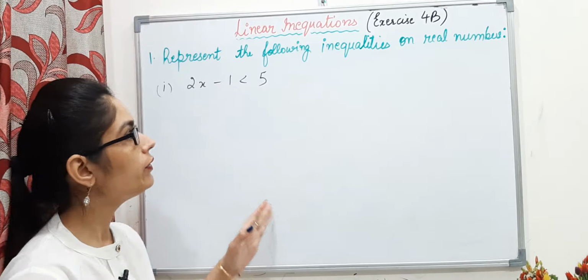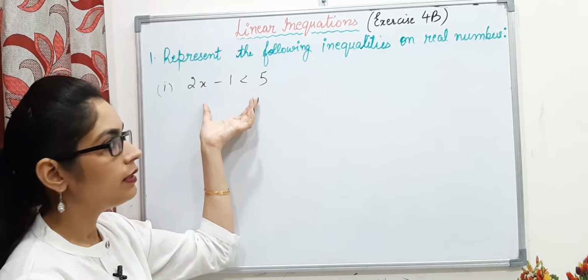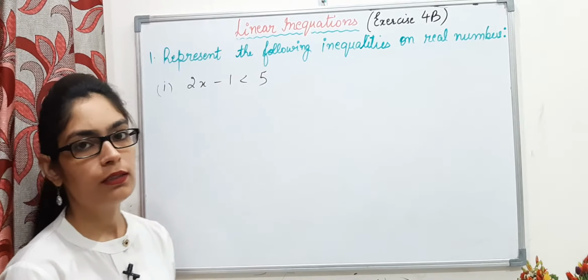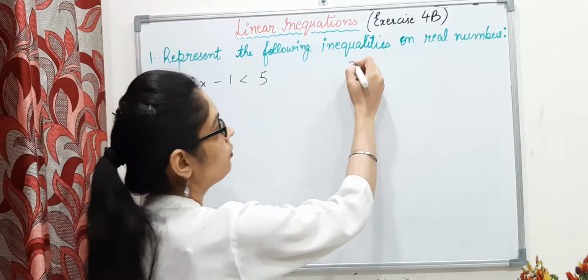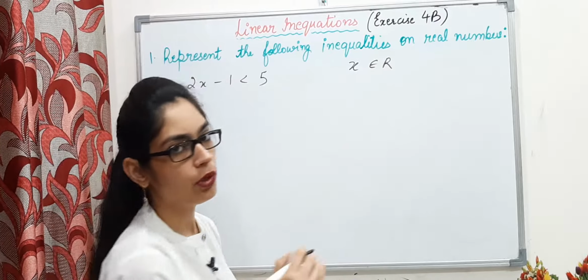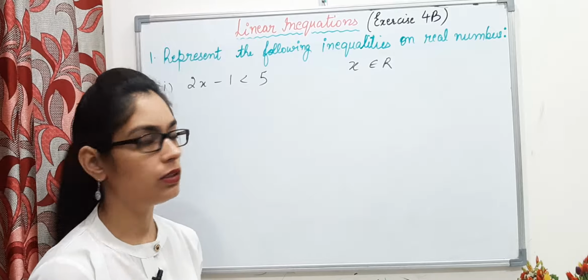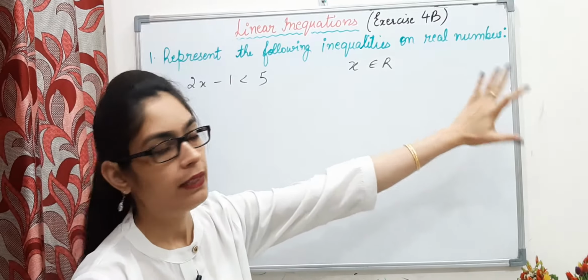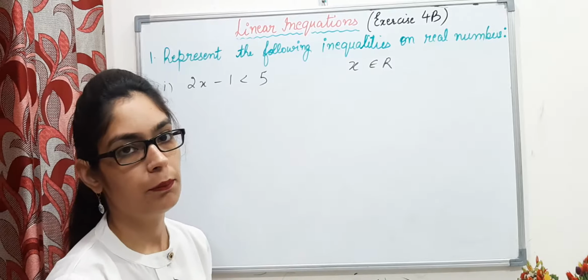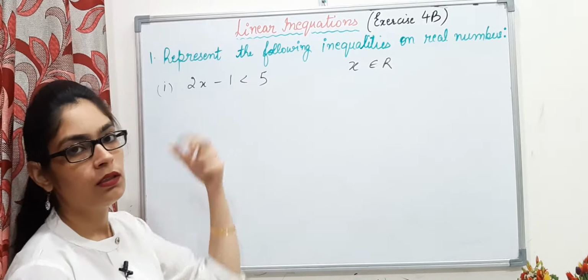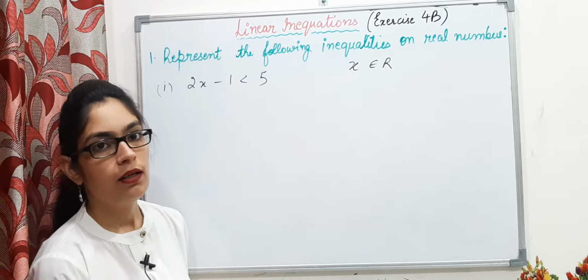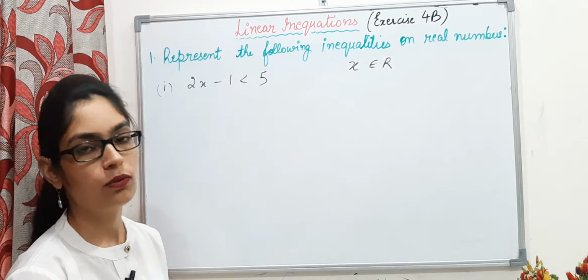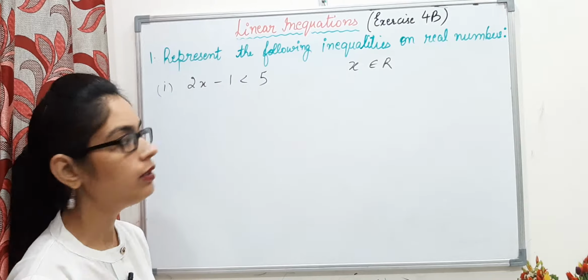In the first question, we have to represent this on a real number line. Real number line means nothing is written, so the replacement set is of real numbers, because it's not mentioned whether it's whole numbers or integers. So we have to represent the inequalities on a real number line, that means x belongs to real numbers. The solution of x we have to find the same way as in the previous exercise. After finding the value of x, only then we can represent it on a number line.